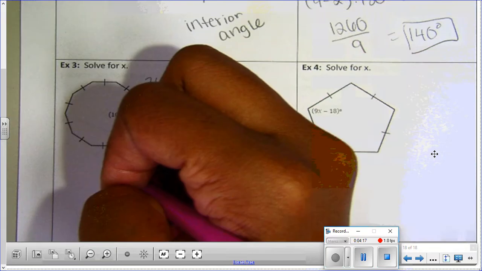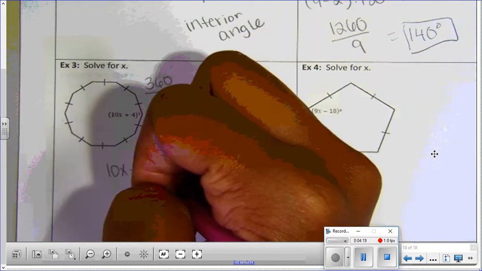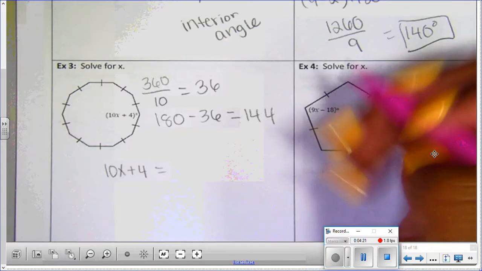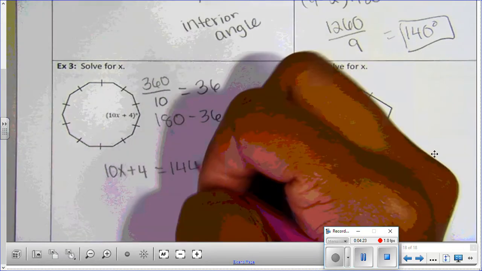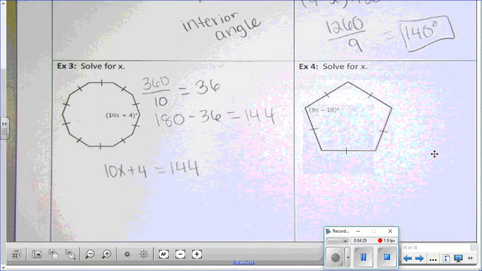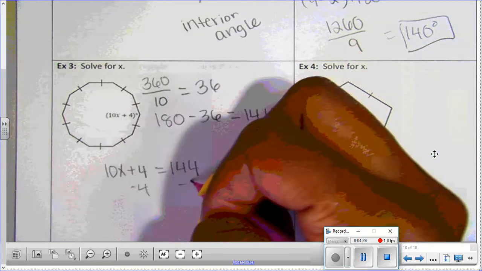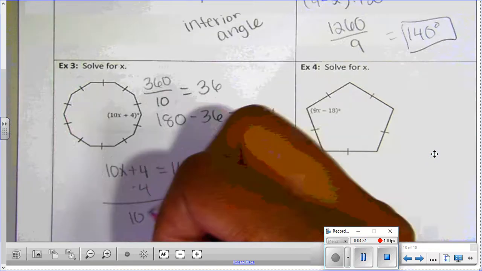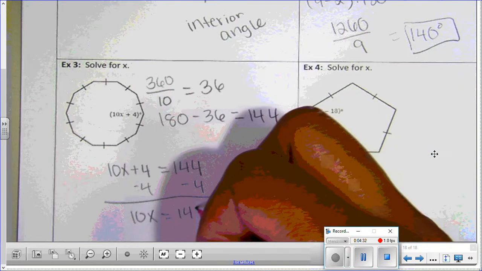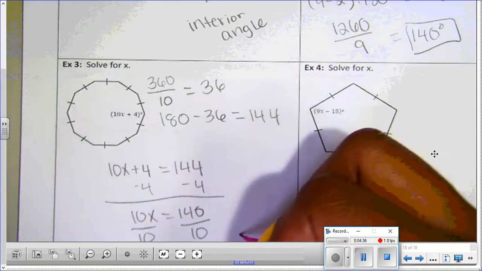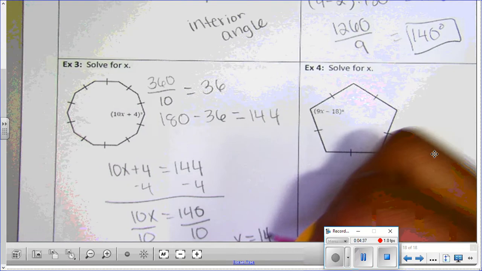So now we know that this angle has to equal 144 degrees. Then we can set 10x plus 4 equal to 144 degrees, and now we just solve for x. We subtract 4 from both sides, so we get 10x equals 140. Divide by 10, and x is equal to 14.